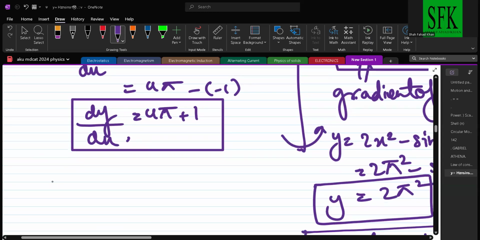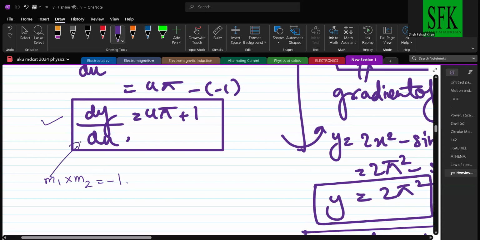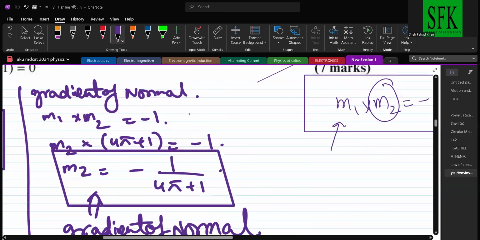Once you have dy by dx, you can use that equation m1 into m2 equals negative 1, because this is not the gradient of the normal. This is the gradient of the tangent to the curve at that point. We need to calculate the gradient of the normal, the m2. You have the m1 right here, you don't have the m2. So to calculate the m2, you just put it into this equation. You get the value of m2 to be how much? I've done the same steps over here. m2 turns out to be negative 1 over 4 pi plus 1.